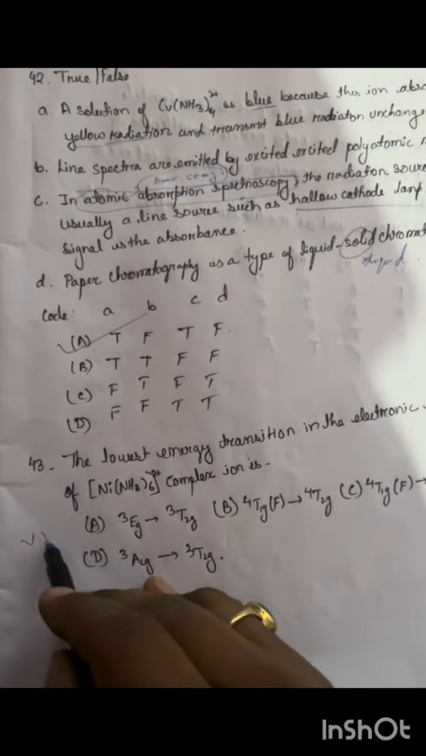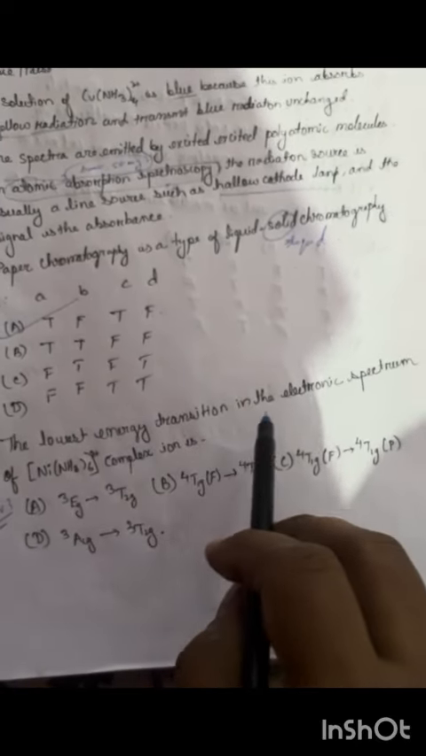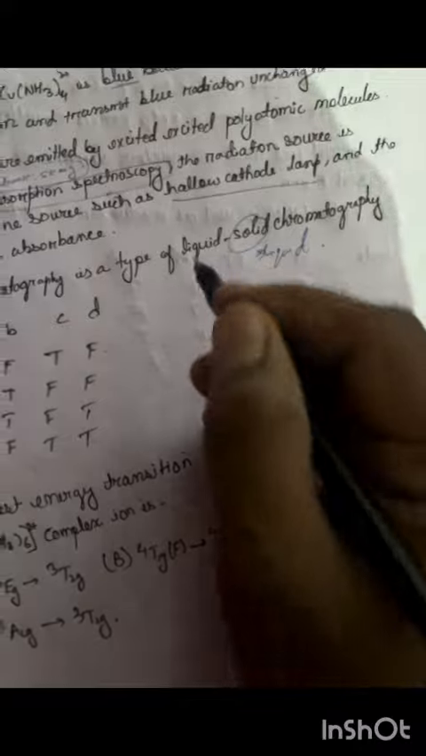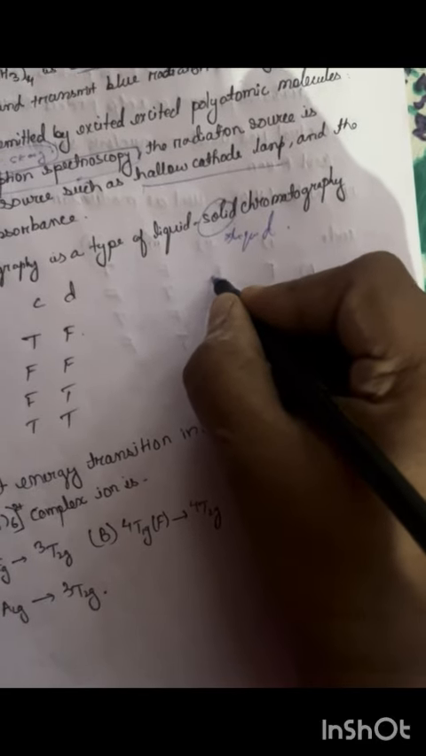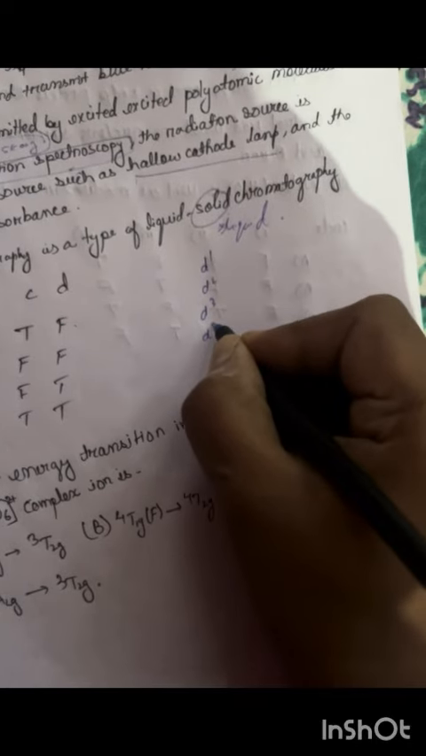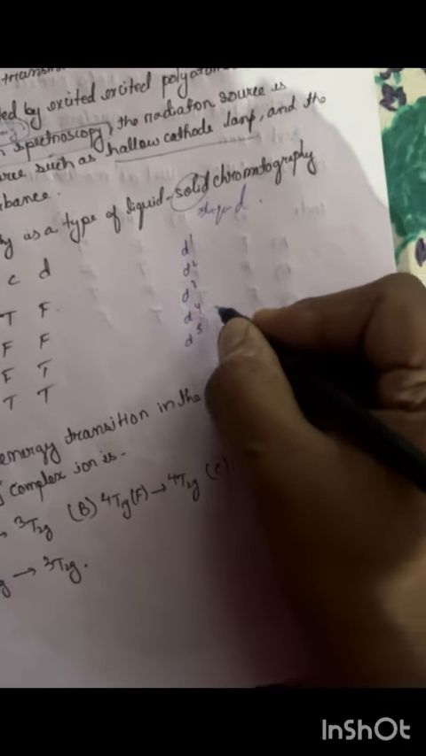Next, very important concept. The lowest energy transition in the electronic spectrum of nickel dication is... Now before that you should know some concepts related to this. So first of all, the Orgel diagram. You should know the ground terms. So the ground terms for d1, d2, d3, d4, d5, then d6, d7, d8, d9.